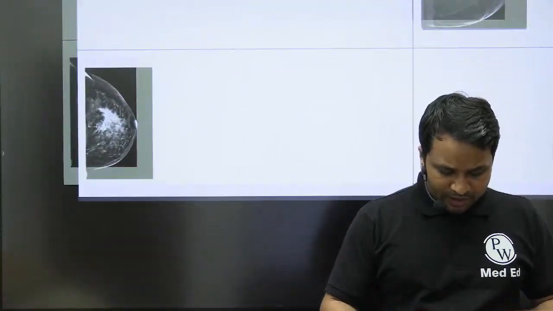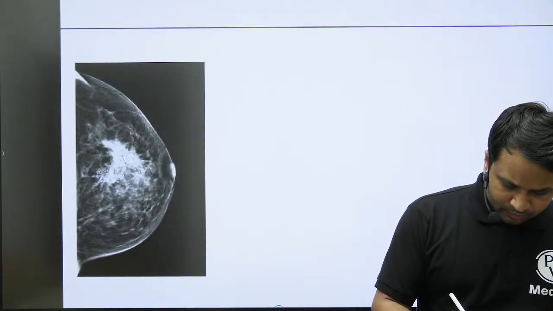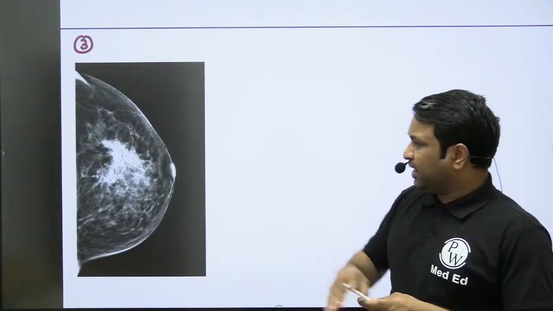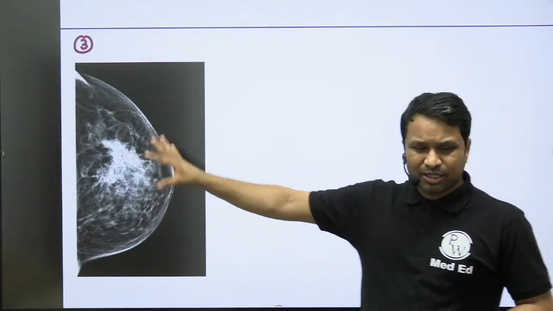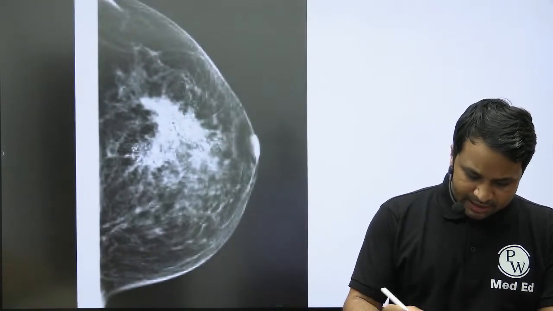Another mammographic image that you can get here. I'm just going to give you the finding here. Again, you can see hyperdense, speculated margin, irregular on that. But very carefully, if you see these areas.